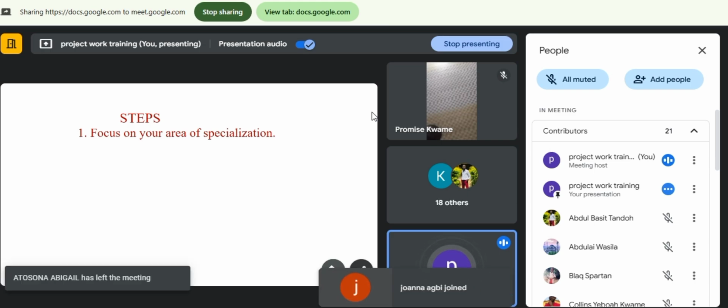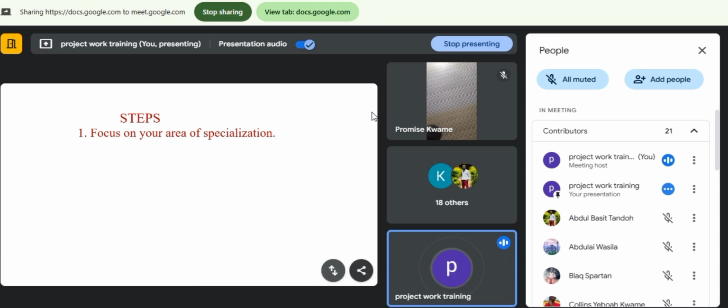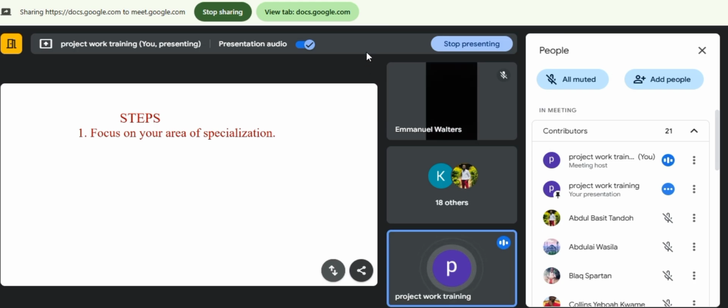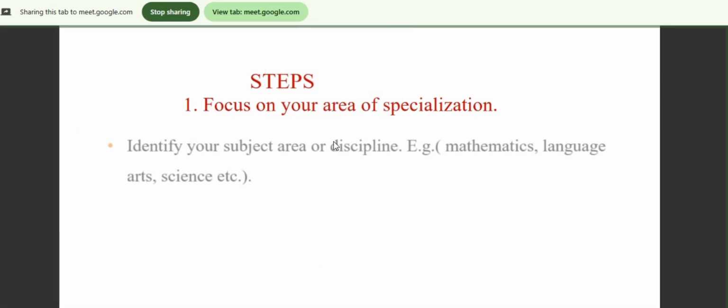If you are doing mathematics, you focus on mathematics. And with those who are doing the early grade session, you focus on a key aspect of a subject area that you understand. This will help you choose a unique action research topic. So it says, identify your subject area or discipline. Example, mathematics, language, arts, science. So if you're a science student, you focus on your area of specialization.